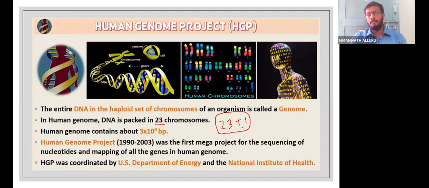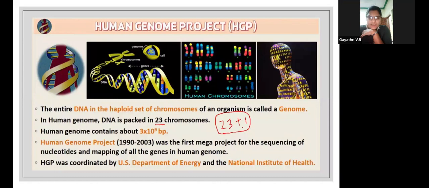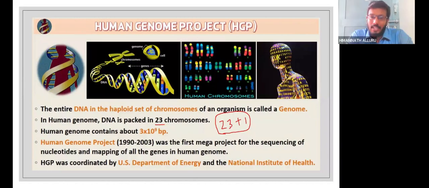separately. Out of 22 pairs of autosomes, we are going to take only one from each pair. Whereas the X chromosome and Y chromosome are taken separately. 23, sir? Is it pair or 23? 23 single chromosomes plus 1 Y chromosome.